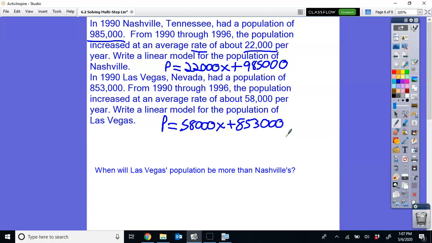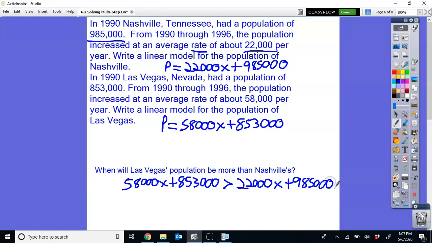So it says, when will Las Vegas's population be more than Nashville's? So they're increasing quicker, but they started off lower. So now the question says, when will this population be more than this one? And that's what an inequality is. 58,000x plus 853,000. When will that be more than, or greater than, Nashville, which is 22,000x plus 985,000? And if you solve this for x, it will tell me the number of years it takes for Las Vegas to be more than Nashville.